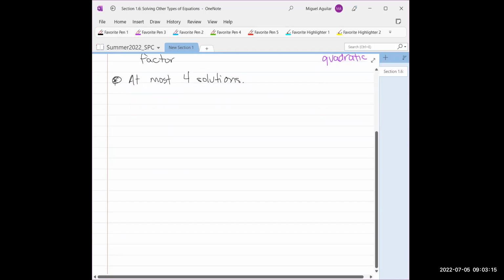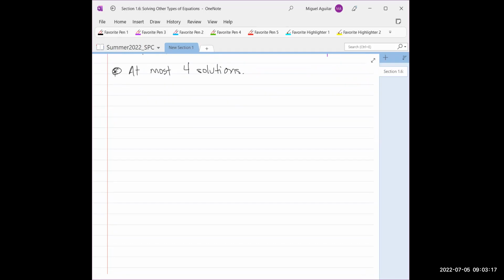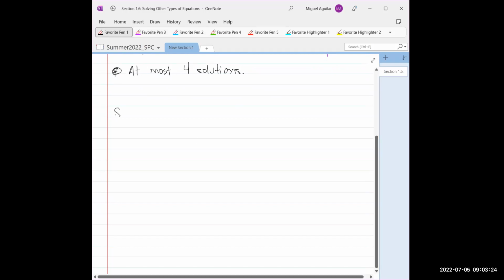I'm going to go ahead and scroll down. Again, I think this is one of the things that we learn best by just doing and jumping into a couple of examples. So we're going to start off by solving the equation x to the 4th power minus 5x squared minus 36 equals 0.